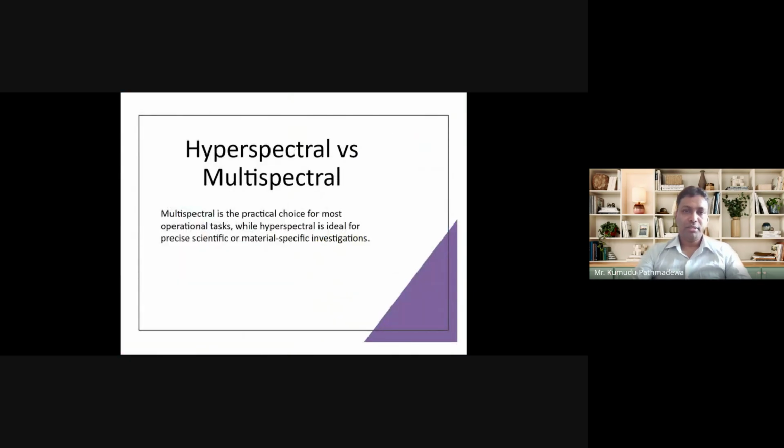In conclusion, multispectral imaging is practical and widely used in operational tasks, while hyperspectral imaging is more specialized and suited for scientific or material specific investigation. The choice depends on your objective, budget, and data processing capacity.